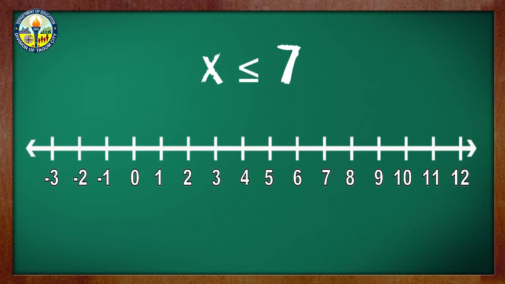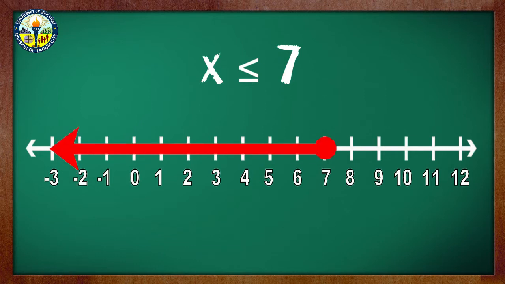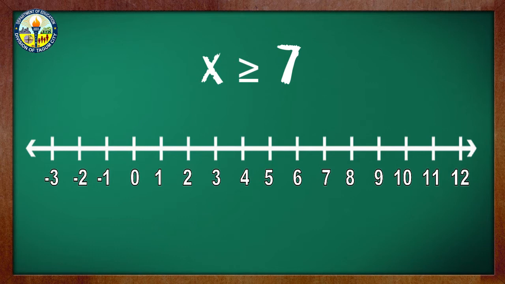x is less than or equal to 7 is graphed this way. The point is closed because 7 is a solution to x. Meaning, if we use 7 for x, as in 7 is less than or equal to 7, the inequality becomes a true statement. x is greater than or equal to 7 looks like this. The point is closed because 7 is a solution to x. 7 is greater than or equal to 7 is a true statement, right?